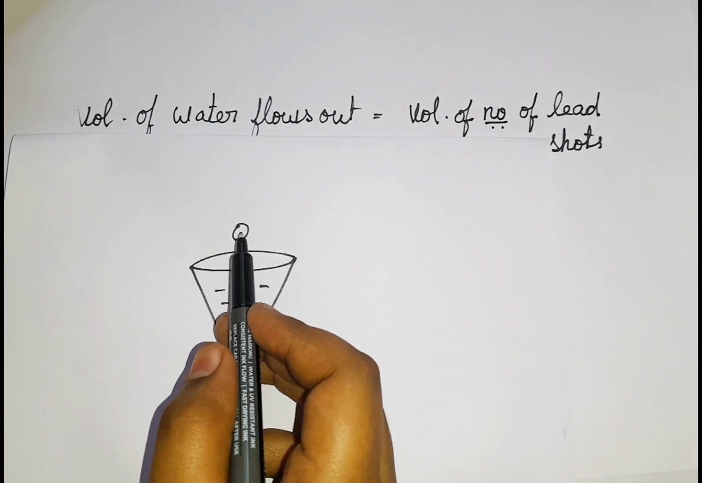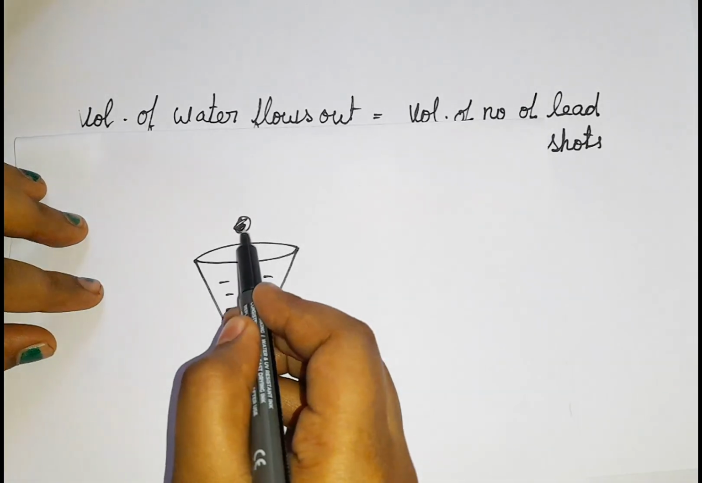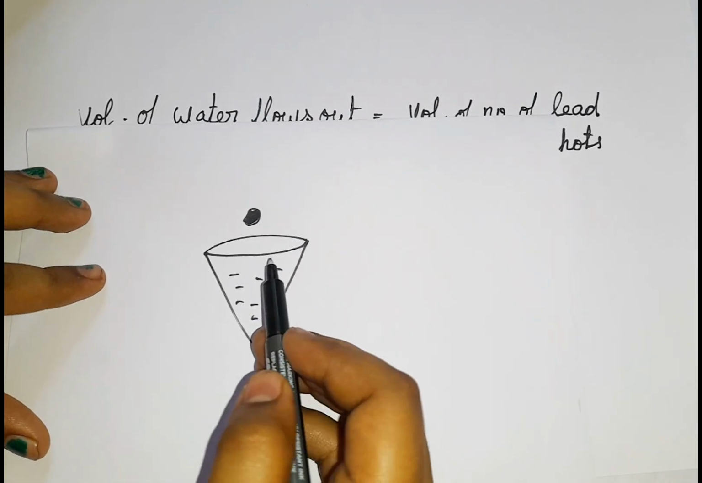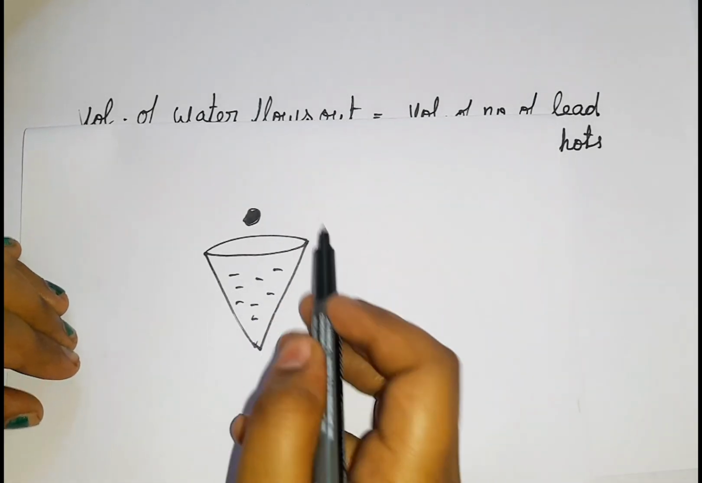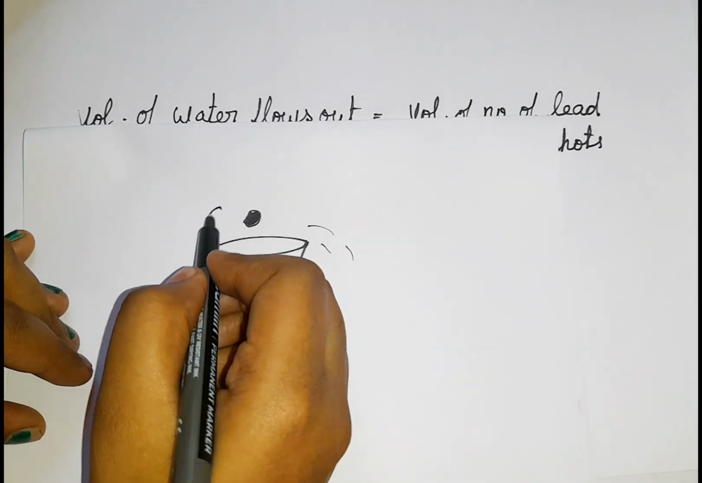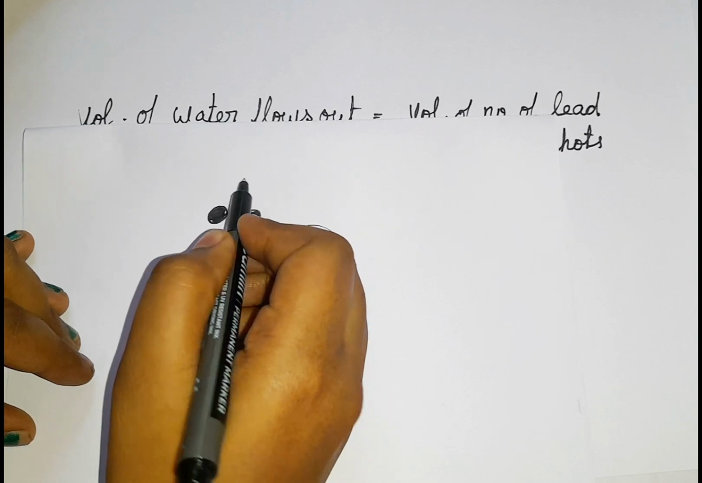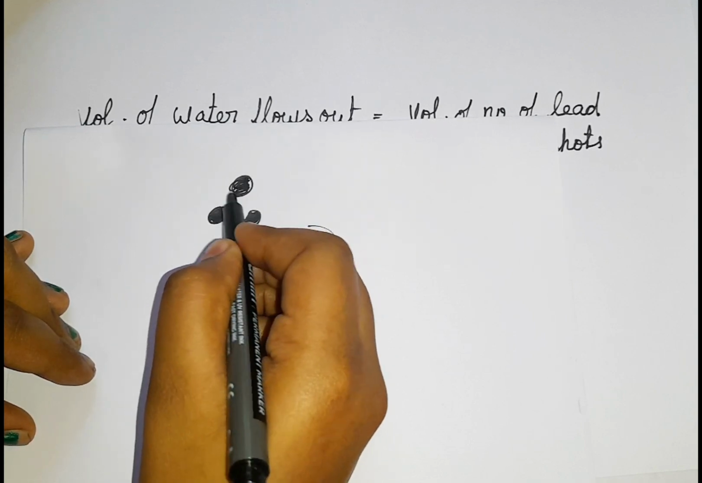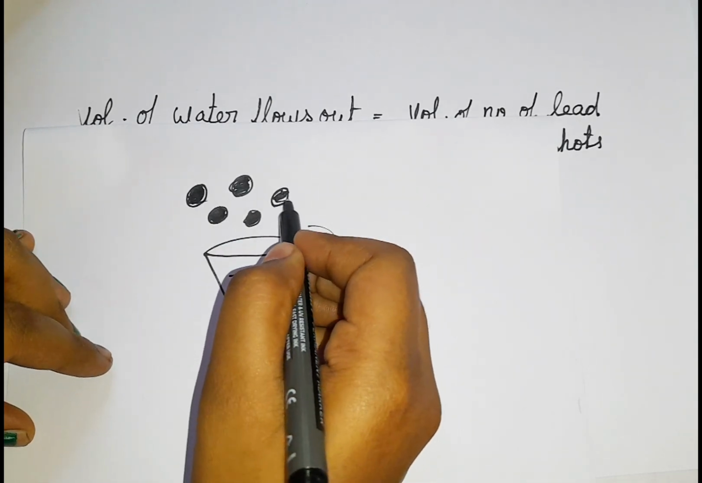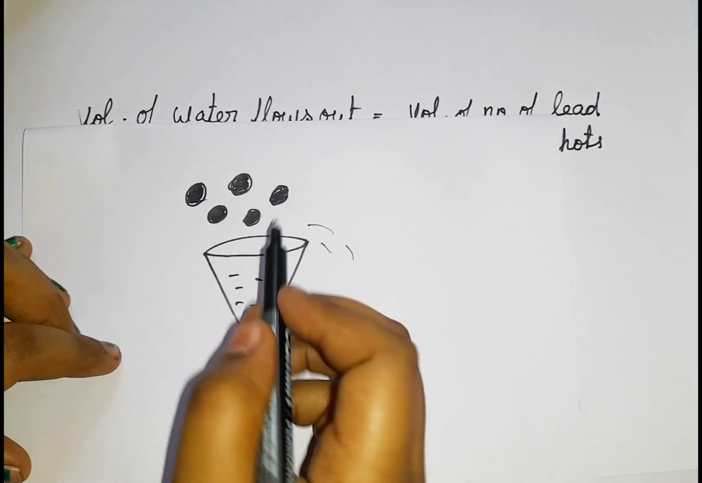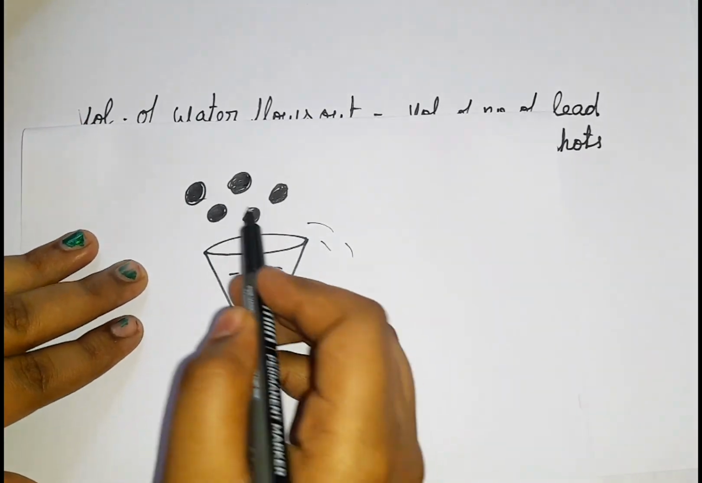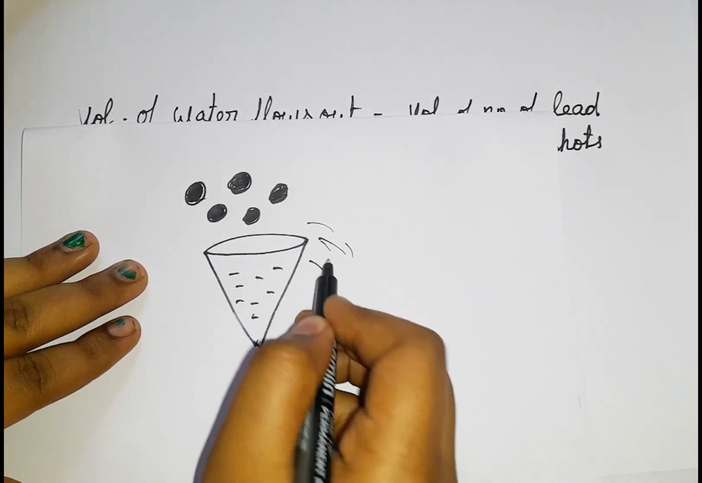If I throw one lead shot, the lead shot means a round thing which is made up of lead. When I throw this lead shot into the water, what will happen? Some amount of water will flow out. Am I right? So if I throw 2 or 3 or 4 lead shots, or 5 lead shots, if I throw a lot of lead shots, then a lot of water will flow out.